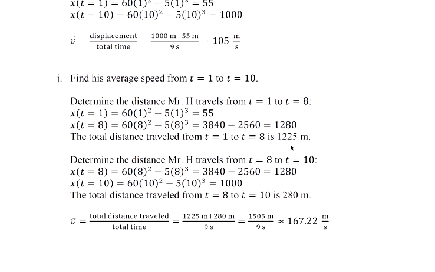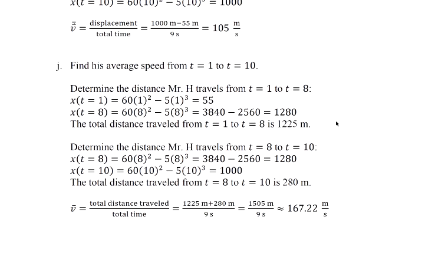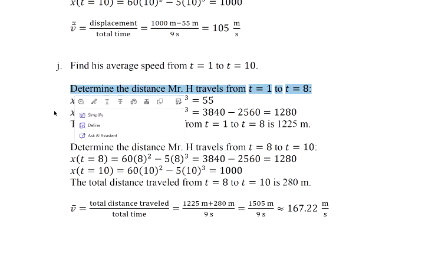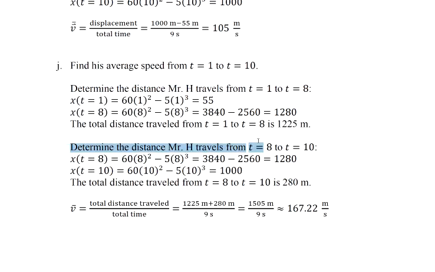Part J, find his average speed from t equals 1 to t equals 10. So first let's determine the distance Mr. Harvey travels from 1 second to 8 seconds because he's going to the right. Then let's determine the distance Mr. Harvey travels from 8 seconds to 10 seconds because that's when he moves to the left.